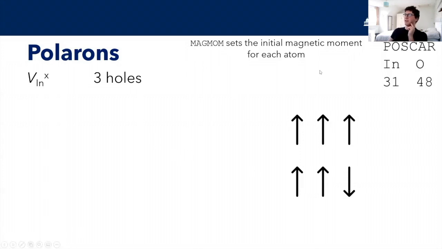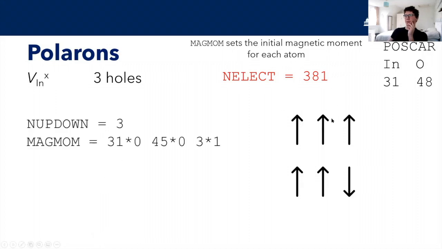In indium oxide with an indium vacancy, this is what our POSCAR looks like. We have 31 indium atoms and then 48 oxygen atoms, and this is important for looking at how the MAGMOM tag plays in a second. We have 381 electrons in our system with an indium vacancy. Then we can consider the all spin-up arrangement, so NUPDOWN is 3 because we have 3 in the spin-up channel.